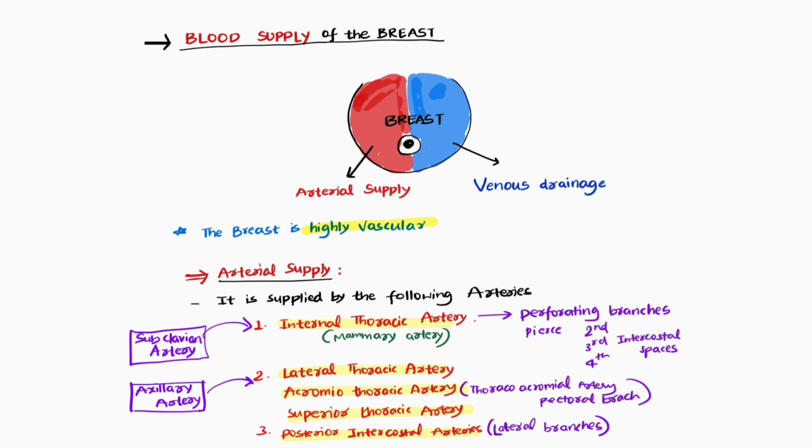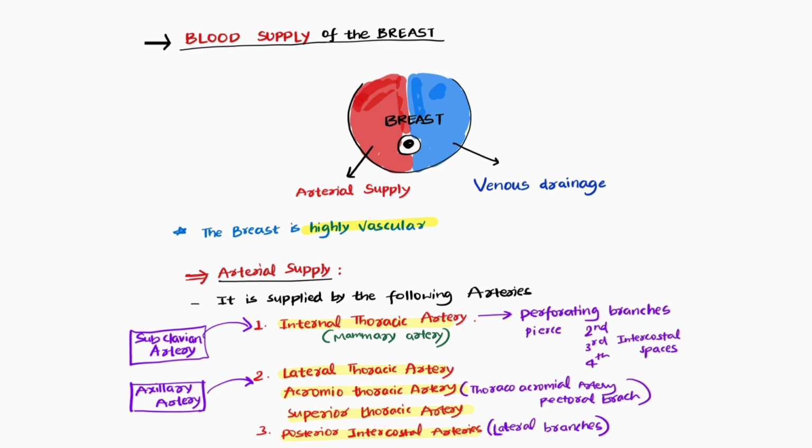It is supplied by branches of the following arteries. The first one is the internal thoracic artery, also called the mammary artery. It is a branch of the subclavian artery. Through its perforating branches, it supplies the breast. Don't worry, we'll be showing these arteries on a diagram so you can understand it very well.